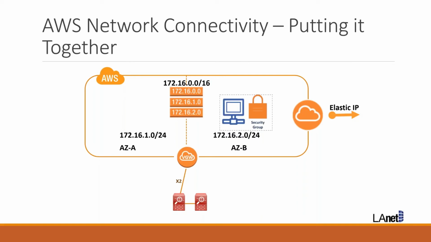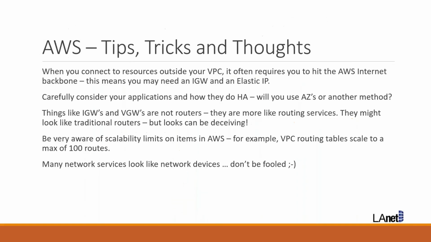Oops, and I guess I forgot, we also have a host in there with a security group. So real quick, just some tips and tricks and thoughts. Be aware that when you're going to connect to resources outside of your VPC, you will probably need an IGW because you're going to have to go on the internet backbone. May not need to go to the internet proper, but you may need a public IP.